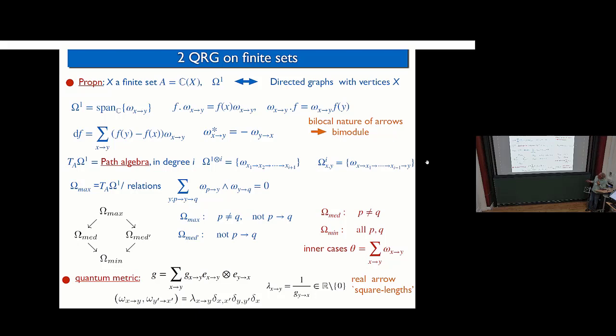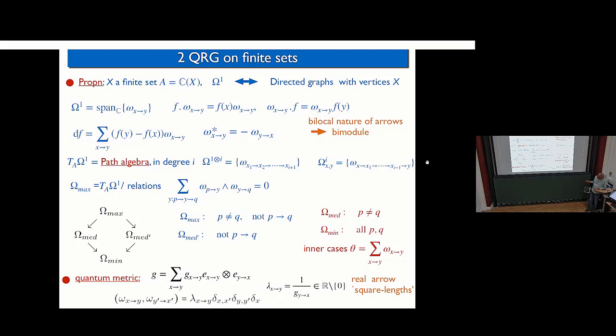Now, the path algebra is just to take the tensor algebra over A. So it's just a concatenation of paths. So in degree i, it's just i steps along the graph. It's labeled by i steps along the graph. And omega i x comma y will just be keeping the endpoints fixed and then having i steps.